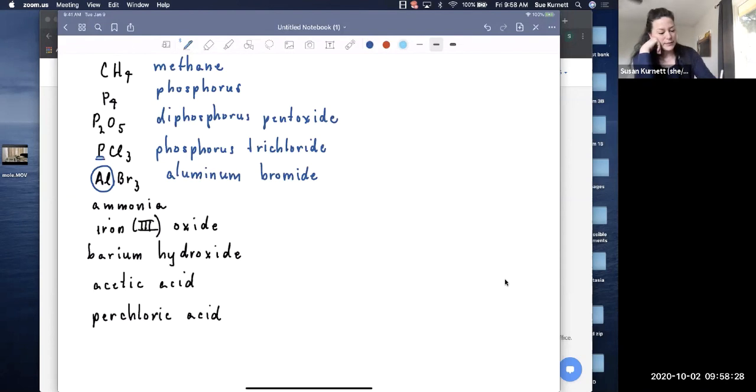Okay, ammonia is on the list of things you just need to memorize. Iron 3 is a metal with a +3 charge. Oxide is a -2, shoot for 6.